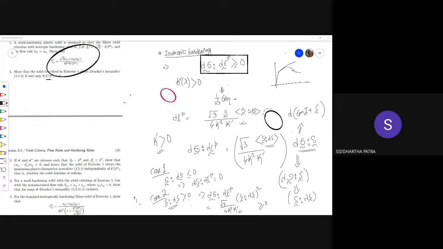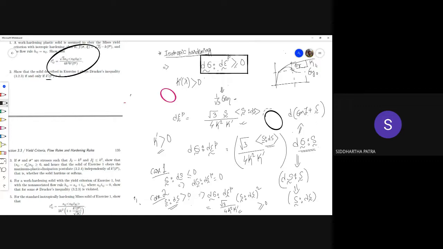Lambda is always increasing. I mean, look at this curve right here. So this is your sigma y0, the original yield stress, and at whatever stress you are now, that is your current yield stress, sigma y. Now the difference between the two is your isotropic hardening. This is actually your hardening stress.